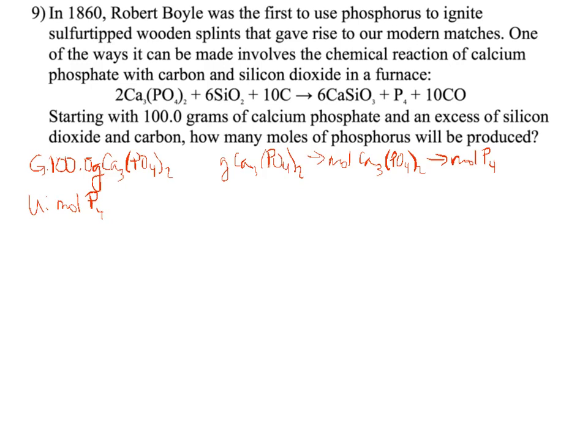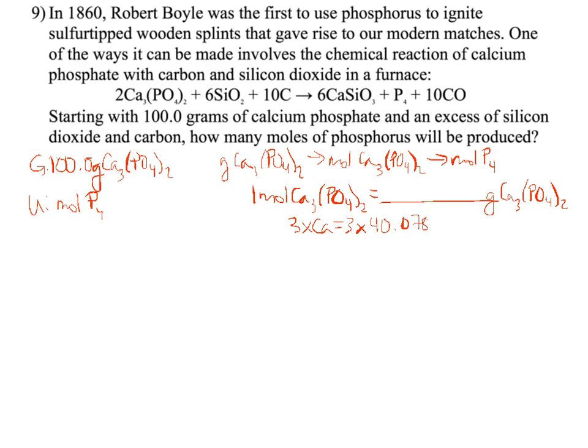The first thing to go from grams of a substance into moles of the substance is always molar mass. Remember, molar mass is always 1 mole of your substance. I apologize for my ugly handwriting, the stylus is not working real well for me. So 1 mole is equal to blank grams. We have 3 calciums, so that's 3 times 40.078.